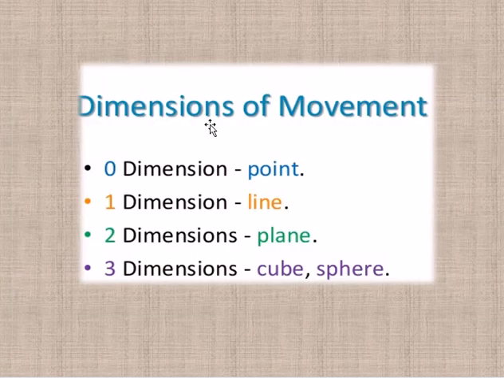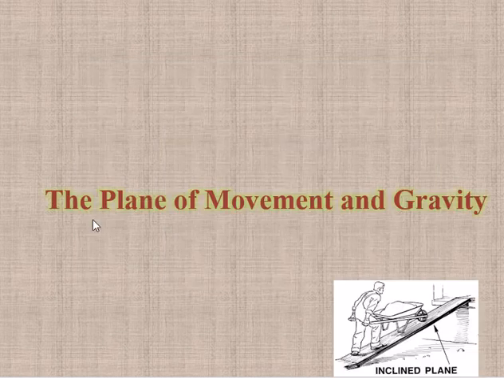Dimensions of movements. Zero dimension means point. One dimension means line. Two dimension means plane. And three dimension means cube or sphere. These are basic terminology for understanding. Well, now we discuss plane of movement and gravity.